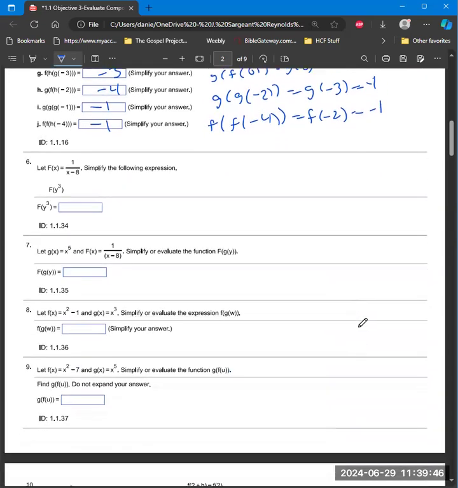Let capital F of x equal 1 over x minus 8. Simplify the following expression: capital F of y cubed is 1 over y cubed minus 8. g of x equals x to the 5th, and capital F of x is equal to 1 over x minus 8. Find f of g of y. So g of y is going to be y to the 5th, and f of y to the 5th is going to be 1 over y to the 5th minus 8.